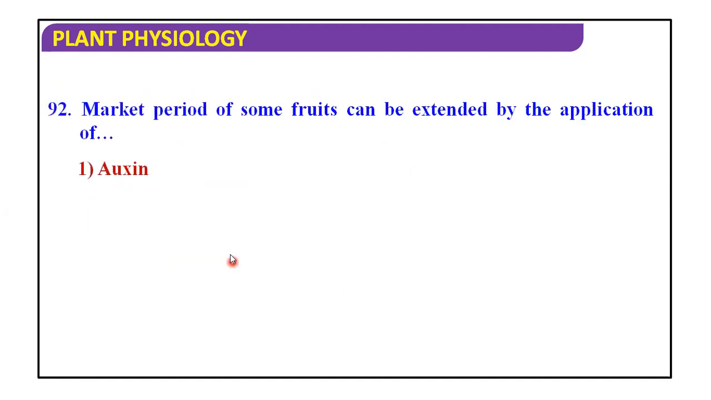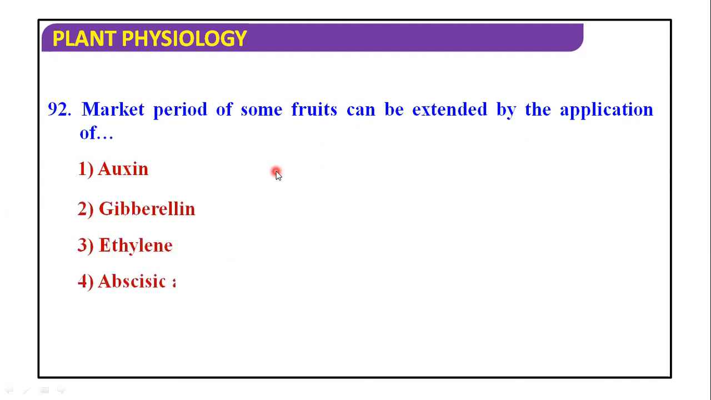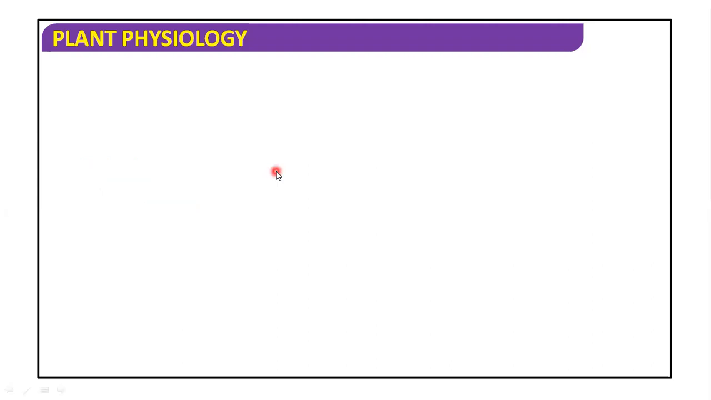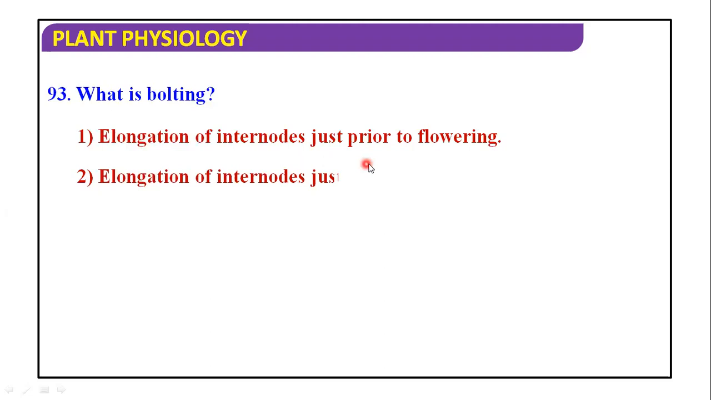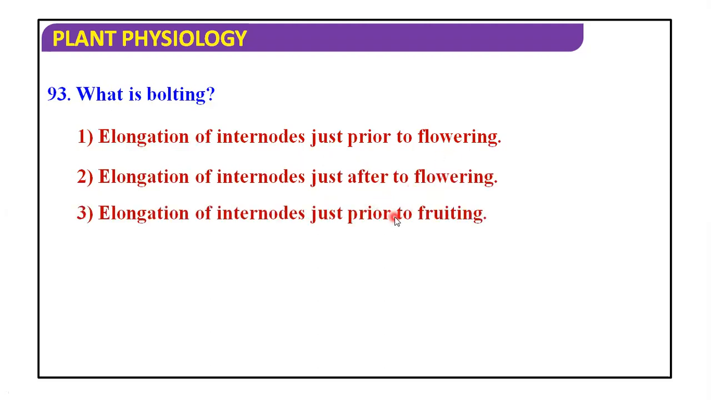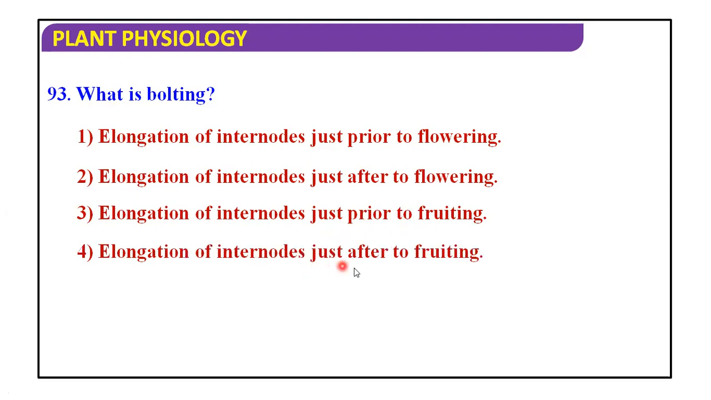Then, market period of some fruits can be extended by the application of auxin, gibberellin, ethylene, or abscisic acid. Answer is gibberellin. What is bolting? Elongation of internode just prior to flowering, elongation of internode just after flowering, elongation of internode just prior to fruiting, or elongation of internode just after fruiting. Answer is elongation of internode just prior to flowering.